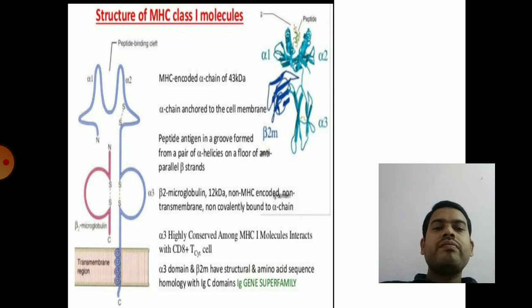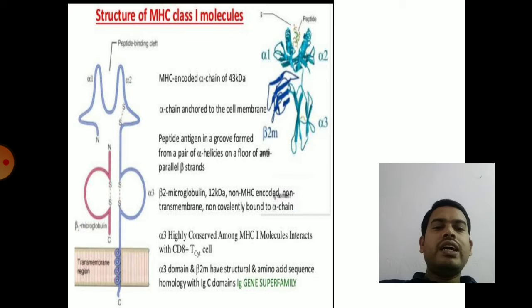So beta 2 microglobulin is present only in class 1 MHC molecule. If you see the structure of class 2, you don't find this beta 2 microglobulin. So beta 2 microglobulin is present only in class 1 MHC molecule. So the structure contains the alpha 1, alpha 2, alpha 3 transmembrane alpha chain with intrachain disulfide bonds and a non-transmembrane component, beta 2 microglobulin.